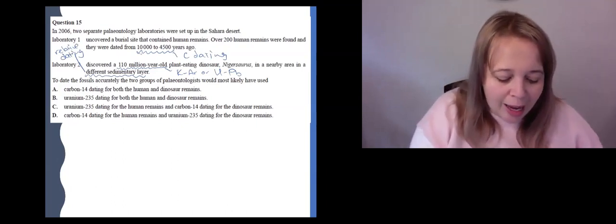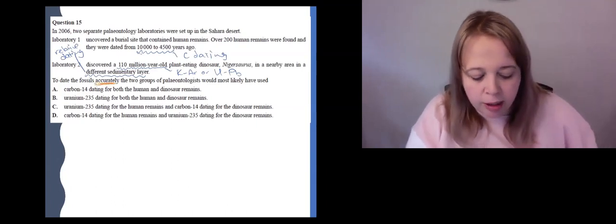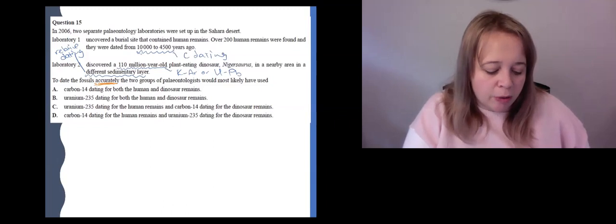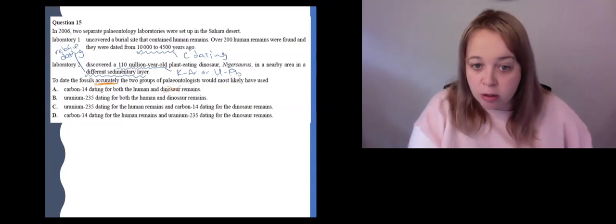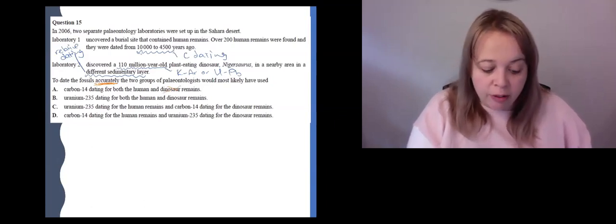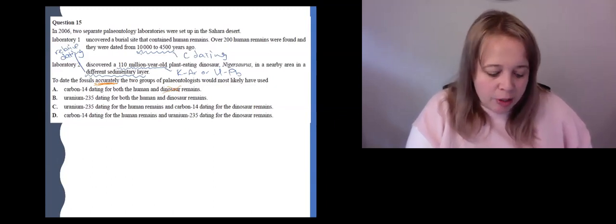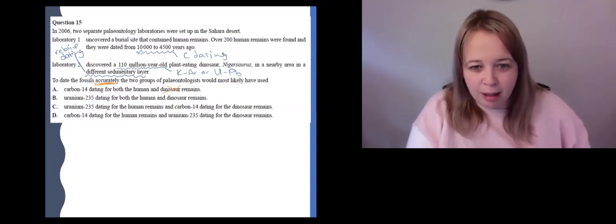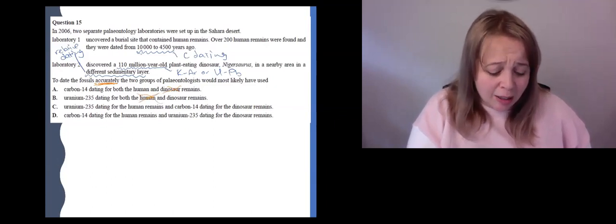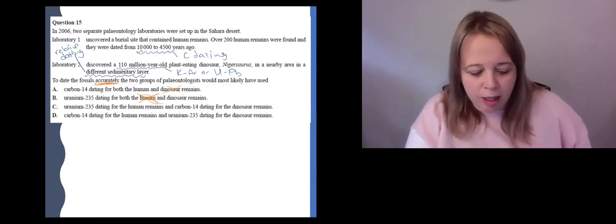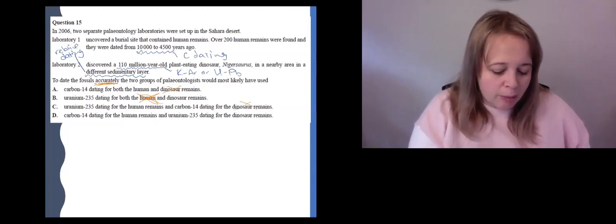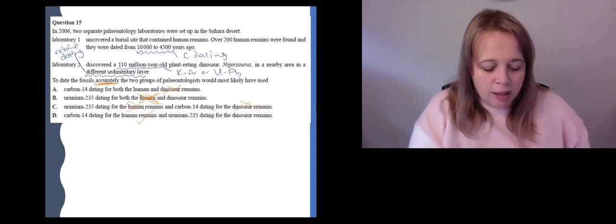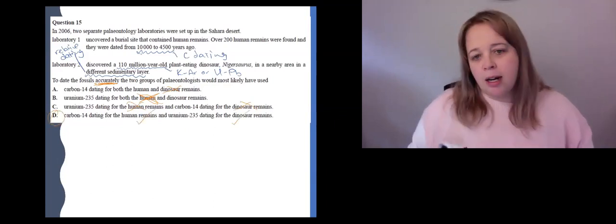So to date the fossils accurately. So we want to know accurately. They would most likely have used carbon-14 dating for both the human and the dinosaur. Now remember, it can't be for the dinosaur because the dinosaurs are too old. They have to be younger than 50,000 years. So uranium dating for both the human and the dinosaur remains. The humans are too young. Yeah, we wouldn't use uranium lead dating for them. Uranium-235, which is the same as uranium lead dating for the humans, and carbon for the dinosaurs. No, it's actually the other way around. So carbon for the humans, yes, and uranium for the dinosaurs, yes. And so we get an answer of D.